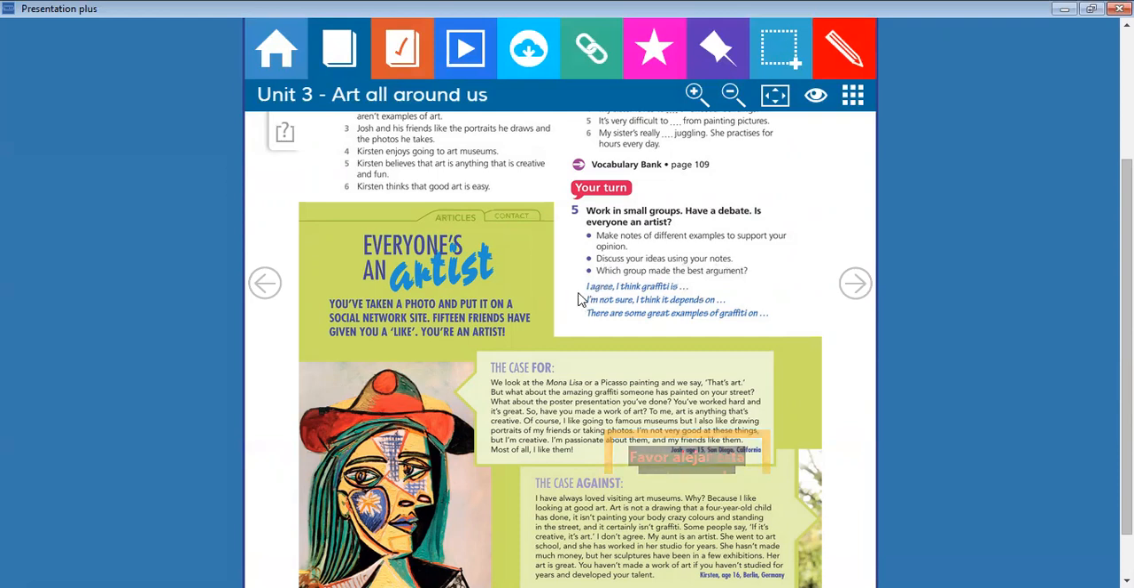For example, you can use I agree, me agrada, I agree. I think, yo pienso. Graffiti is, I'm not sure, no estoy seguro. I'm not sure. I think it depends. Pienso que eso depende. There are some great examples of graffiti on. Okay, good. Now you have to read, please, before you do the exercises.